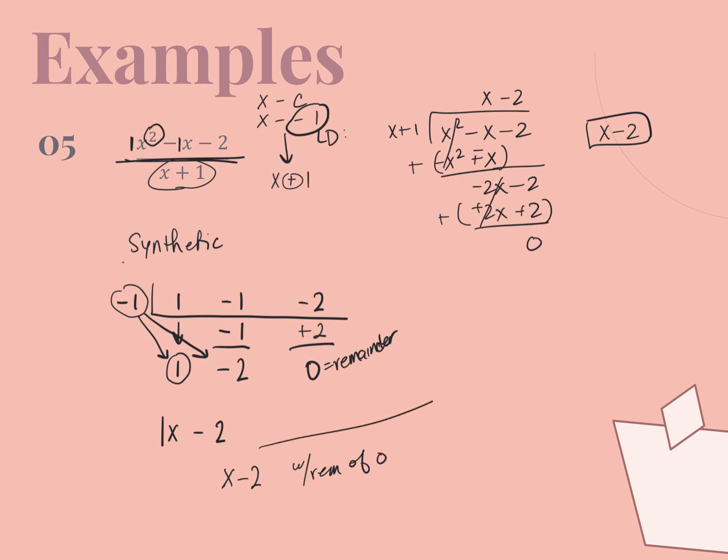And go look at the long division. That's exactly what we got. We got x minus 2, and we got a remainder of 0. So you see that we get the same answer, but it looks totally different. So when we do a few, it'll make sense, and you'll see how simple it is.